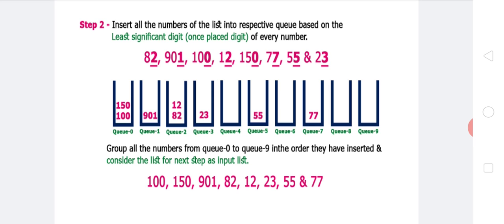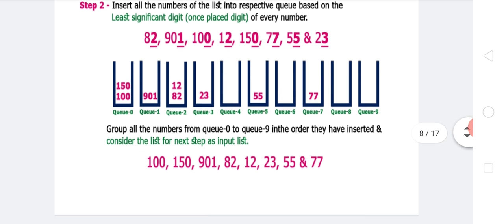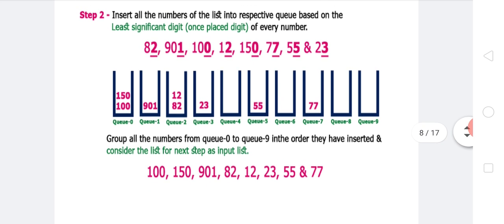This is the list of output of step number 2. Now consider that the output of step number 2 will become the input of step number 3. See carefully, whatever output we get here from step number 2 will become the input of step number 3.